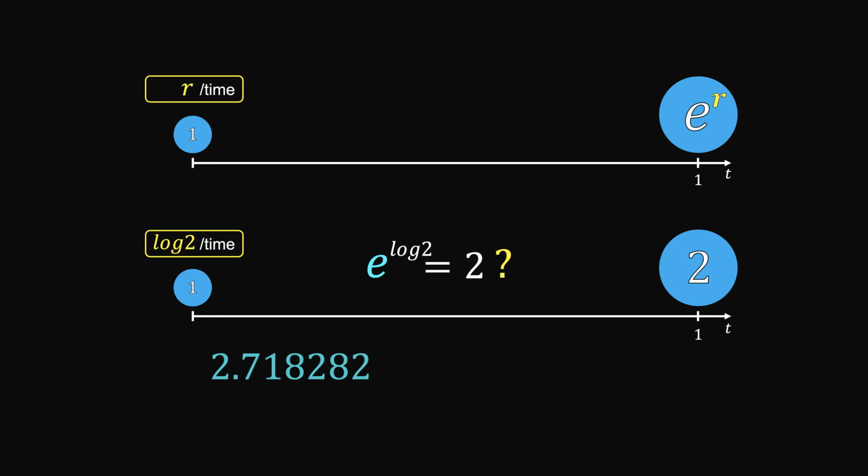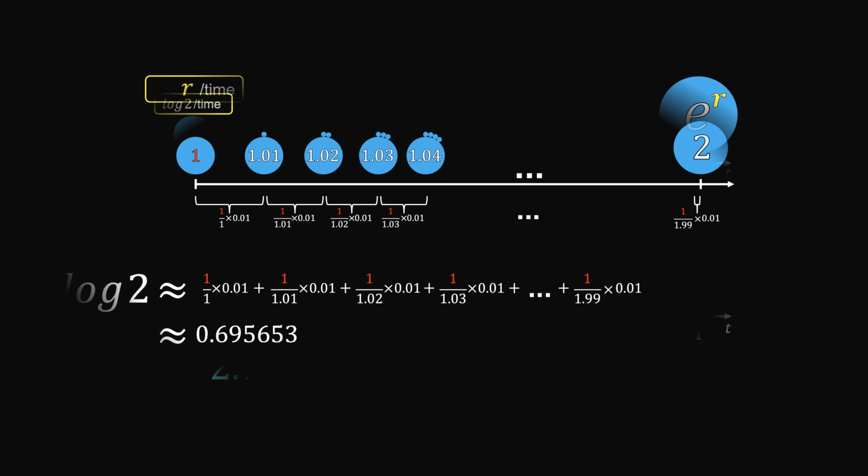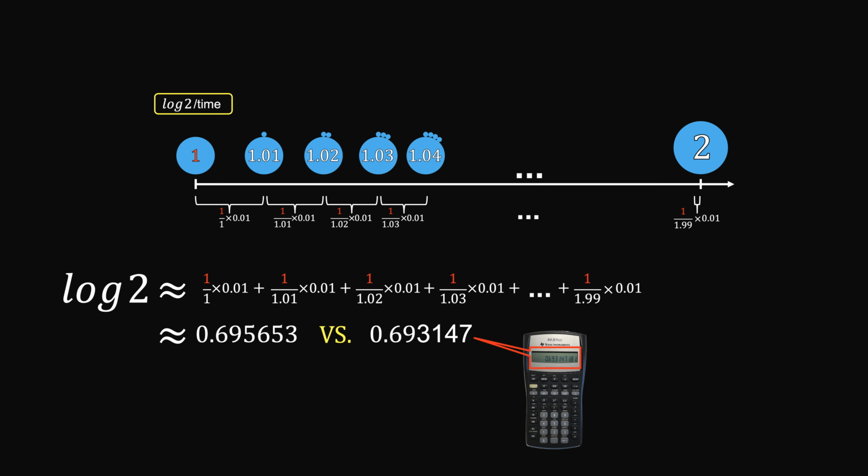Now we can plug in the number for e and log 2. Using the calculator, we get roughly 2. It's not exactly 2, because both e and log 2 are approximations. But if you make them more and more precise, it will be closer and closer to 2. The log 2 we manually calculated is pretty similar to what you get using the calculator.